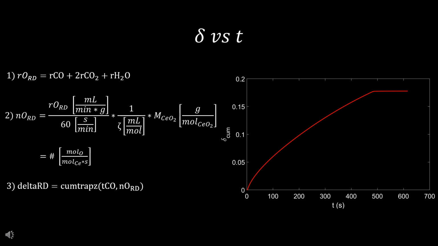From this plot, we can say that as time increases, delta also increases until a certain point where it reaches a steady flat line. We can interpret this to say that as delta increases, it gives more of the desired products.